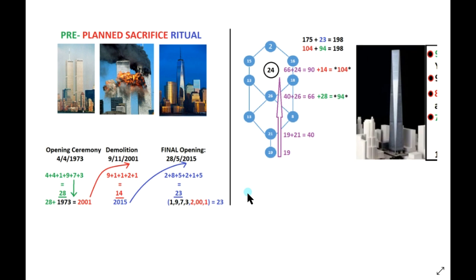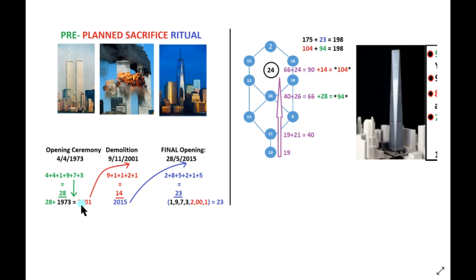Now, let's go to the other part of this. We talked about the dates. It has its own symbology and relation with the tree of life. I will explain in more detail what you see on the other side of the picture here in the purple, but don't get confused as yet. Let's go to the dates. You have the opening ceremony of the Twin Towers. It was 1973. If you sum the numbers individually, each digit, it gets you 28. If you sum 28 plus 1973, the opening, it gets you what? 2001. That's the date when it was supposed to be demolished.